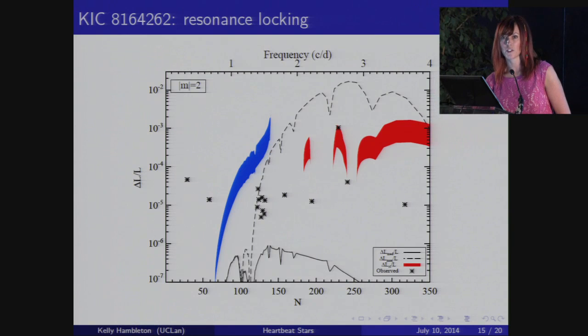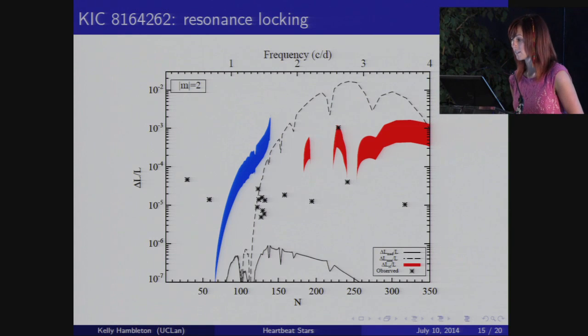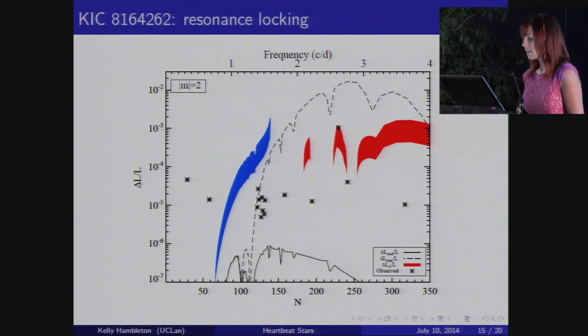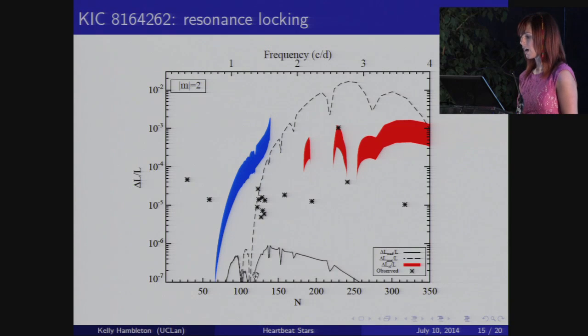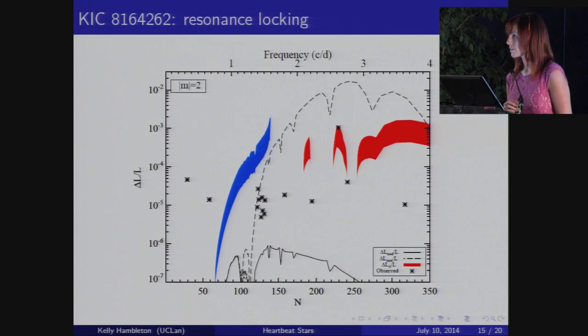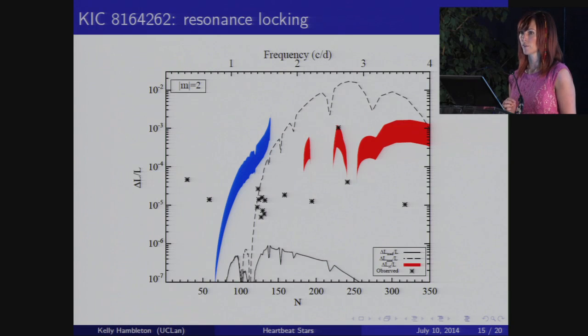Now, as I say, we can have theoretical predictions for these resonantly locked modes. In this diagram, across the bottom, we have the harmonic number of the pulsation. On the y-axis, we have the amplitude of the mode. The stars represent all the modes found in this object. The dotted line represents the highest amplitude mode that you can get for tidally forced pulsations, and the solid line represents the average amplitude of the forced pulsations that you would expect.